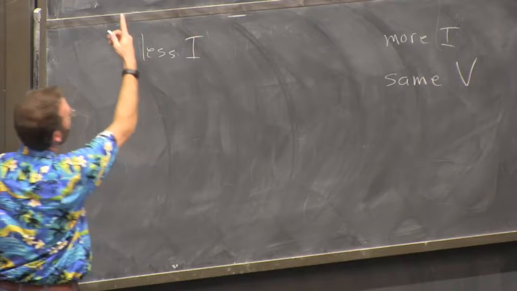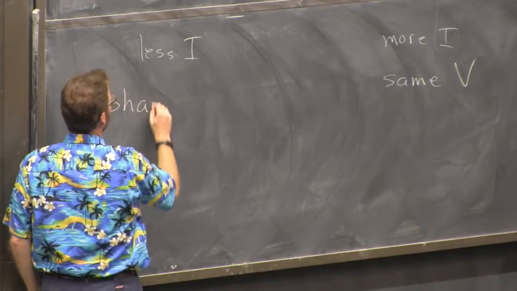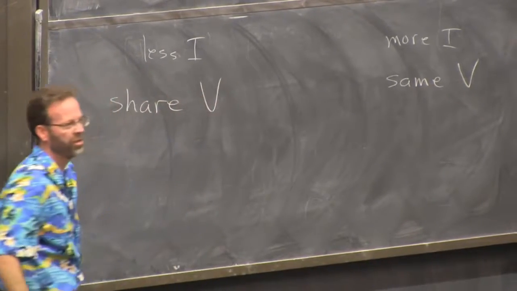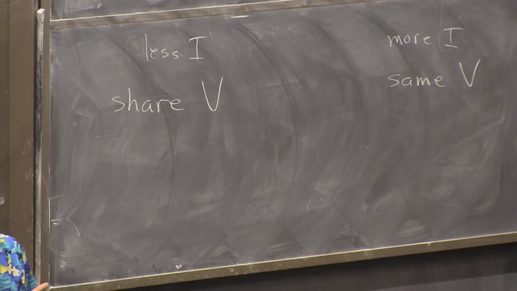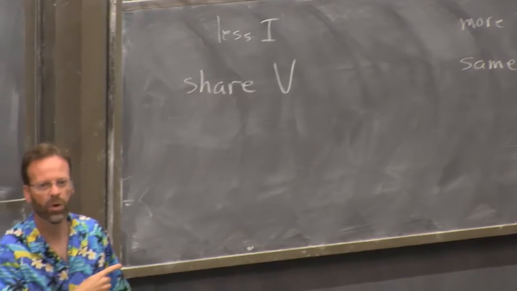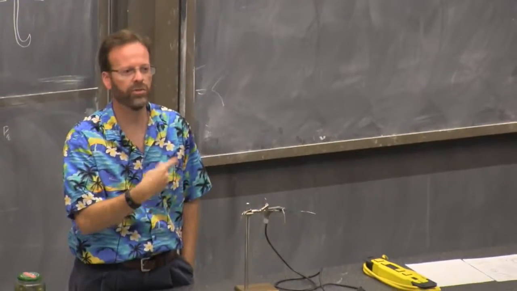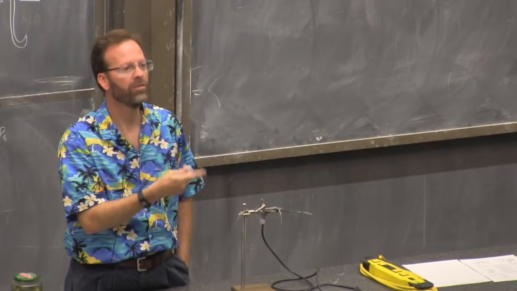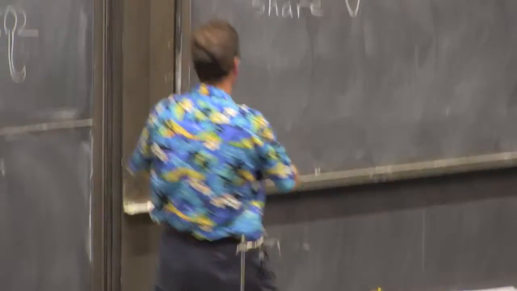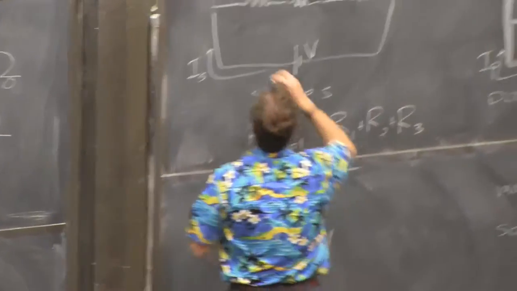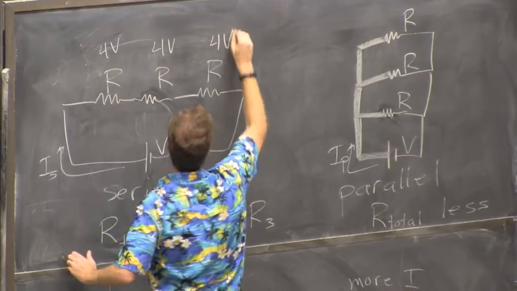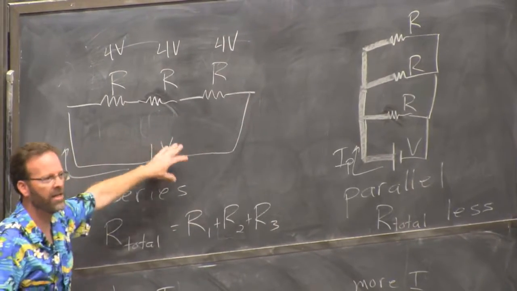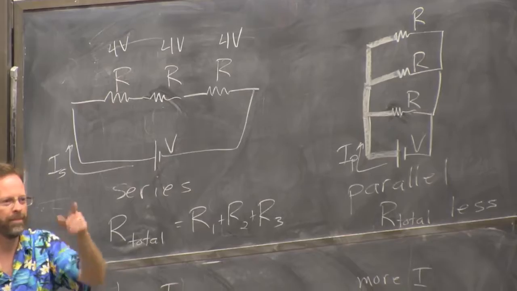Over here, what do they have to do? Exactly. They have to share the voltage. If they're identical resistors, they each use up 1/3 of it. So what would the voltage drop be across each resistor? 4 volts. This would use up 4 volts, this would use up 4 volts, and that would use up 4 volts. Go back to the battery, gain energy, and go around again.